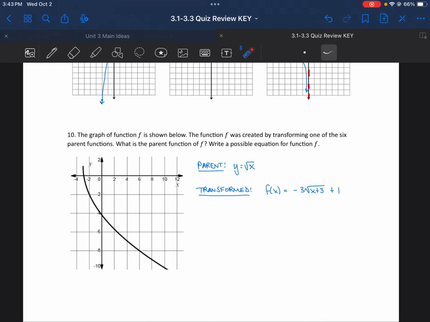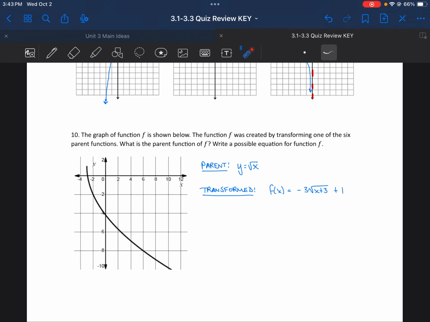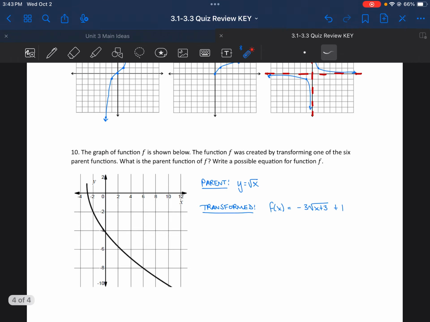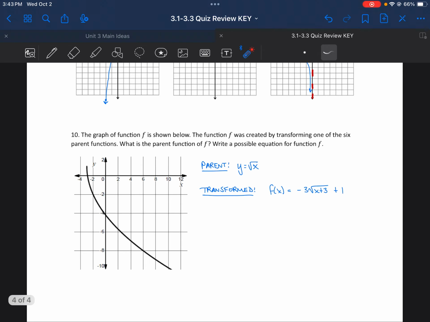So make sure you're aware of those as well. All right, final question. The graph of function f is shown below. The function f was created by transforming one of the 6 parent functions. Okay, so we got those right there. What is the parent function? Write a possible equation for function f.